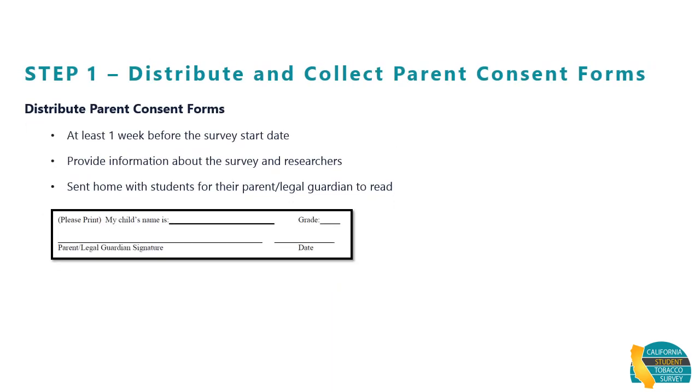Once you have received and reviewed the administration materials, the first step is to distribute the parent consent forms to your students. Consent forms provide information about the survey and researchers behind the project. These forms should be sent home with students at least 1 week before your survey administration date.